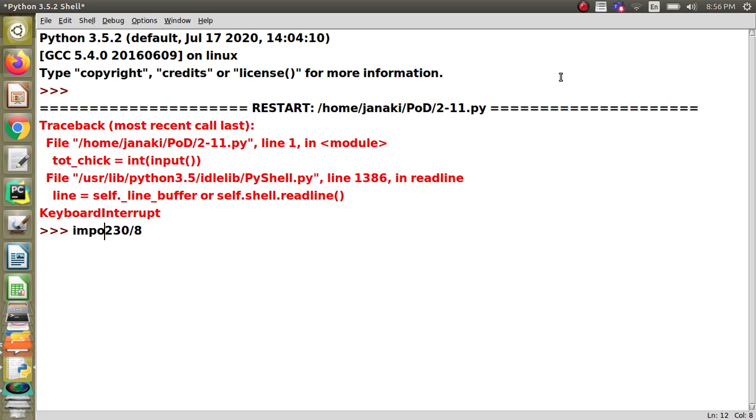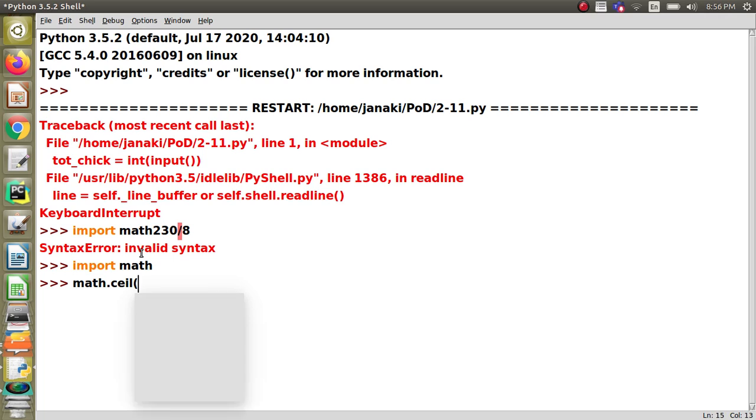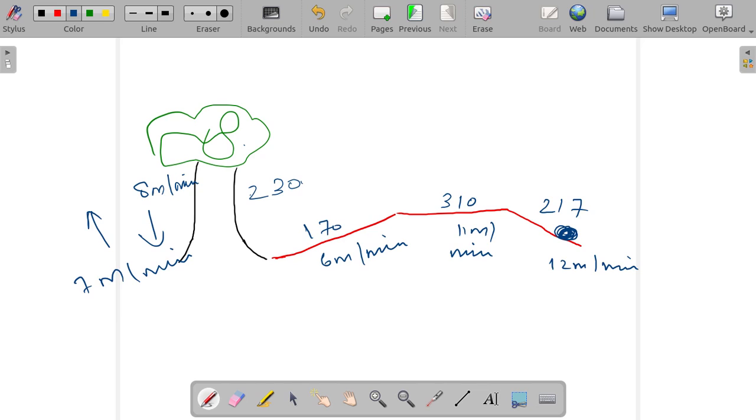This will be a very easy way to do on the terminal. Okay, I'll do this. Import math.ceil. We are going to apply ceil for this particular evaluation entirely. So how will the evaluation be? First of all, the ant is moving down 230 meters.